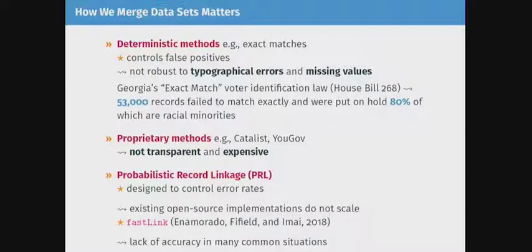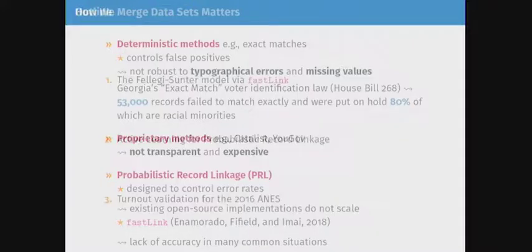To solve these issues in terms of scalability, in joint work with Ben Fifield, now at Facebook, and Kosuke Imai, now at Harvard, we have proposed FastLink, which is a series of algorithms on how to scale the standard approach of probabilistic record linkage. And then in terms of accuracy, how can we incorporate our human judgment into the merging process, I propose the use of active learning.